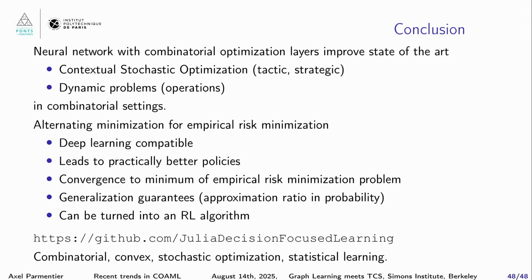So in summary, if you like GNN, basically adding a combinatorial optimization layer at the end is interesting because it enables addressing important applications in operations research for which there were no good methods previously.